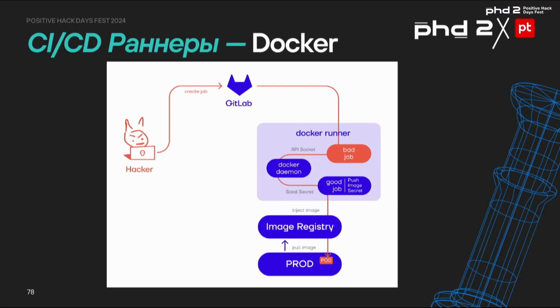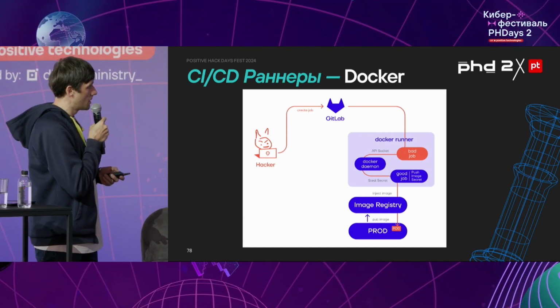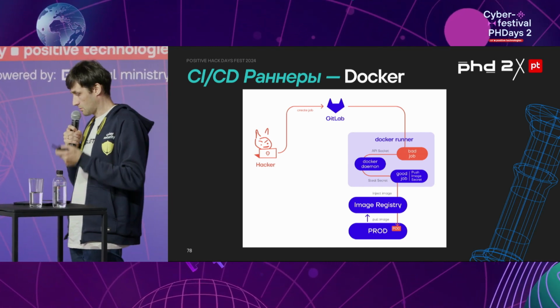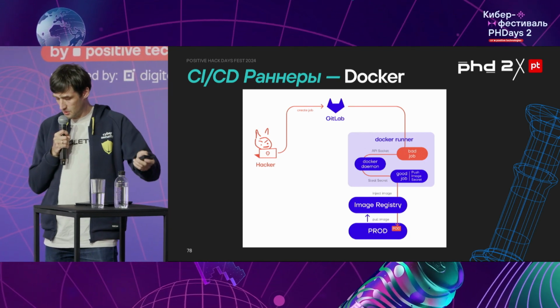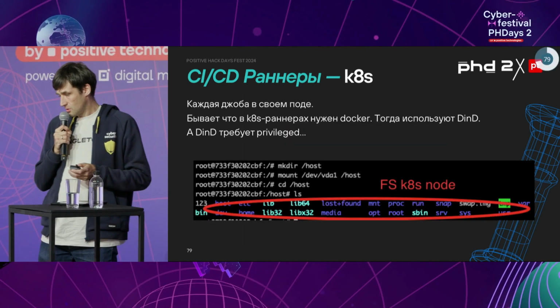Here is another example. This is an attack. We use Docker runner to call Docker daemon, we steal the secret from the good job to push an image to the registry. So we push there an image and something we bring together, and we push it with the credentials we have stolen, and so then this image goes to the prod. So we have captured prod or a part of it. We stole the credentials for the push.